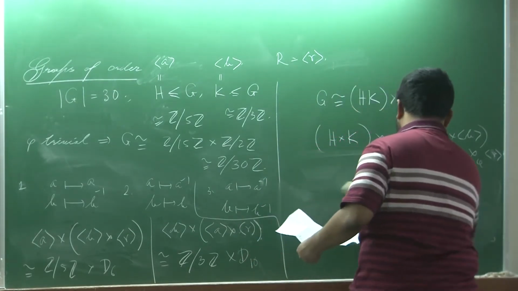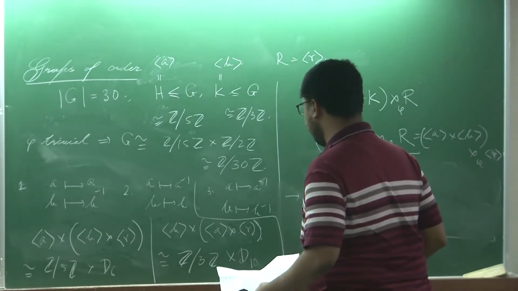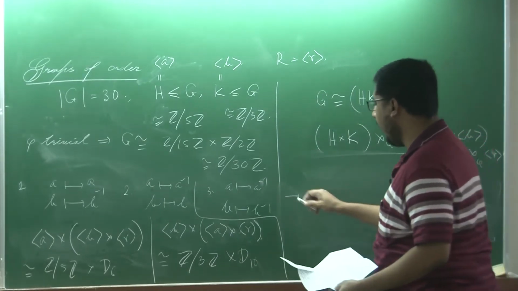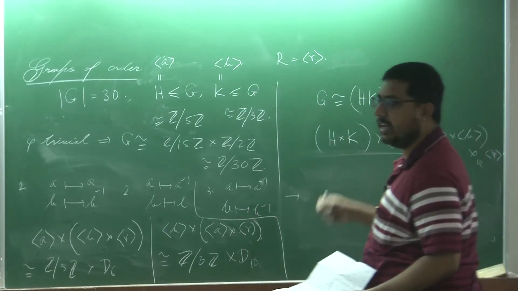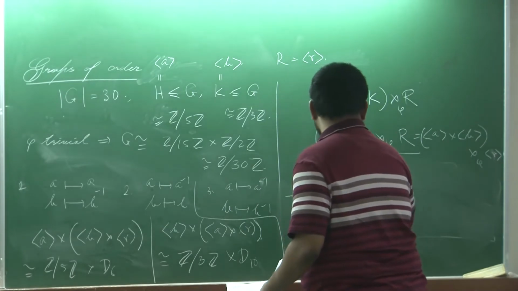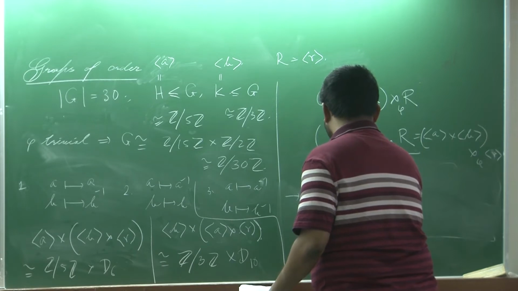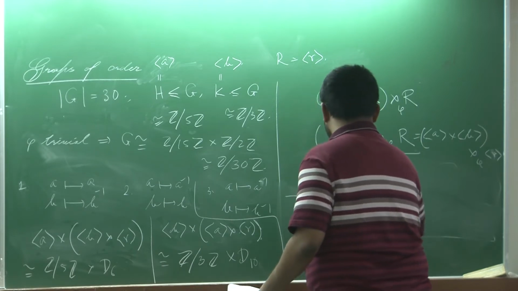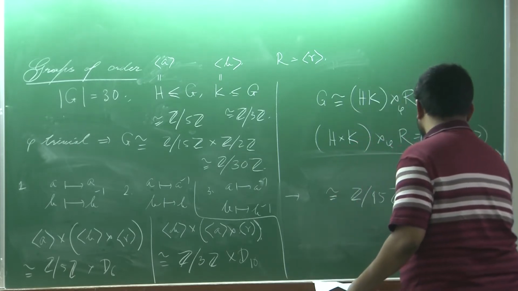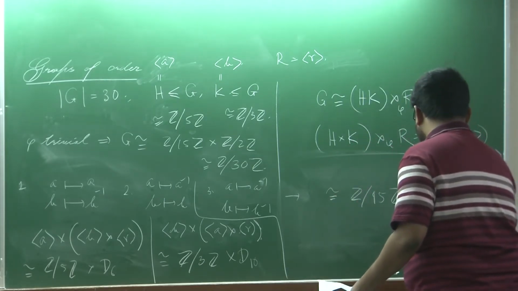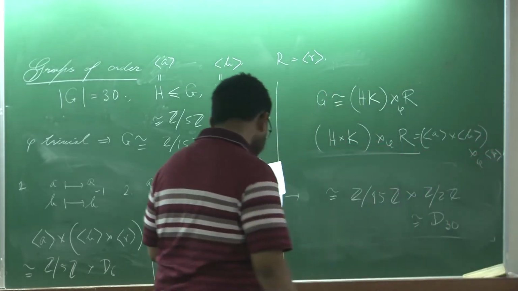Let's talk about the third possibility. In the third possibility, you see that phi r is inverting every element of this group, which is a cyclic group. So in that case, what we are going to have is something isomorphic to Z modulo 15Z by a non-trivial homomorphism from Z modulo 2Z, and this is uniquely D30.